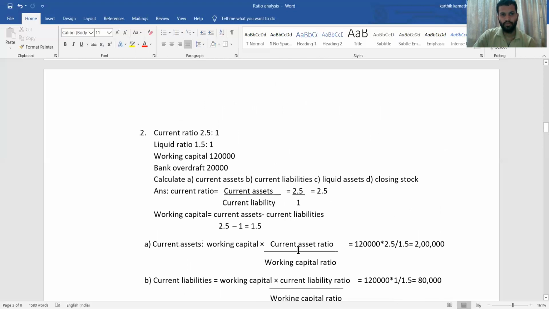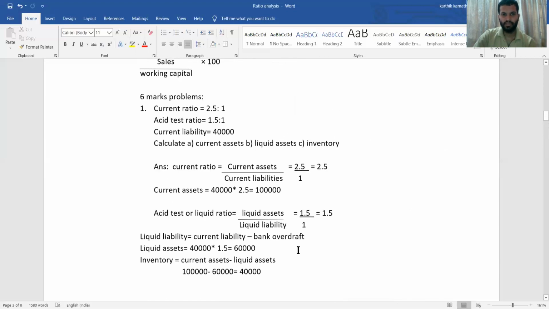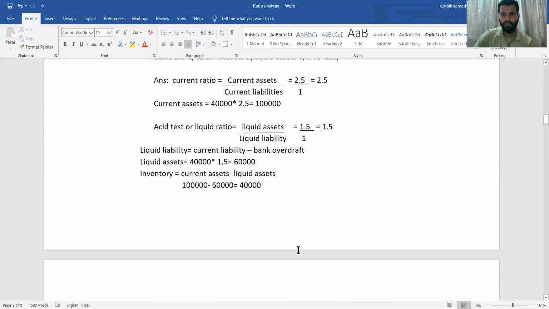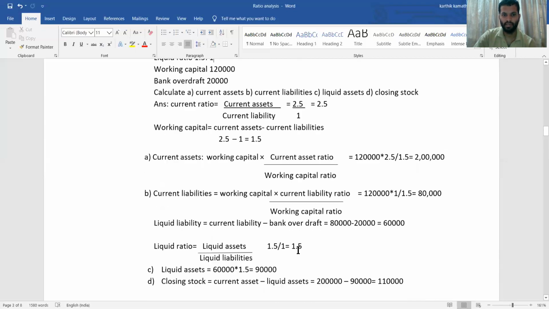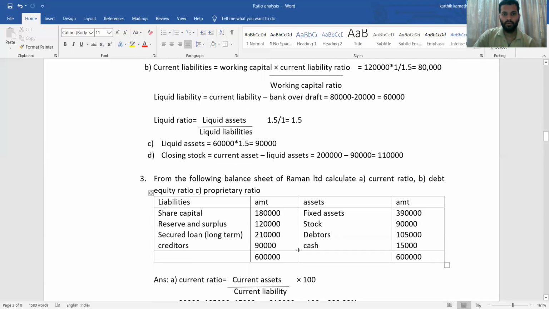So this is about a 6 mark problem, and other problems also come, asking 2 or 3 formulas to solve the problems of ratio. That is very simple in nature for 6 marks. So one more problem we are going to solve of 6 marks.